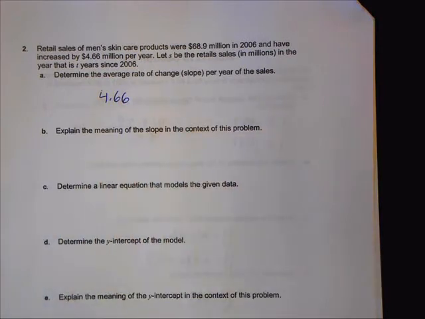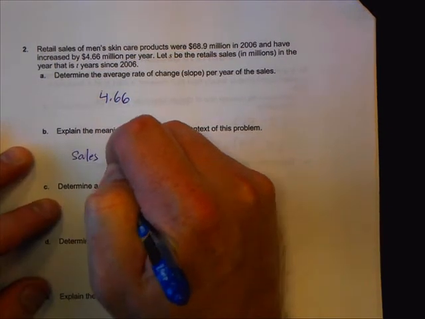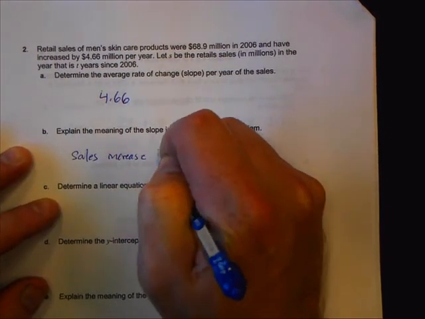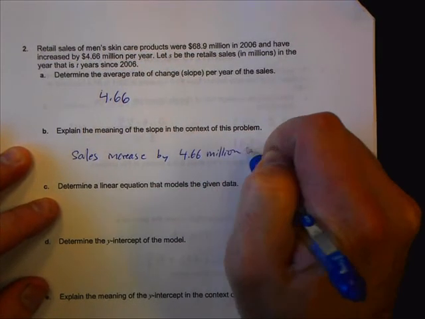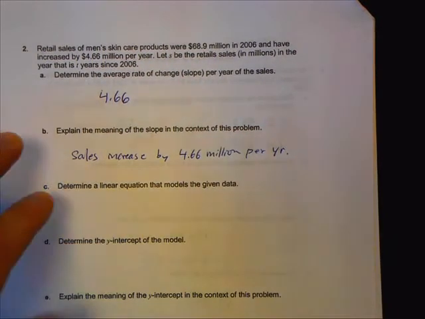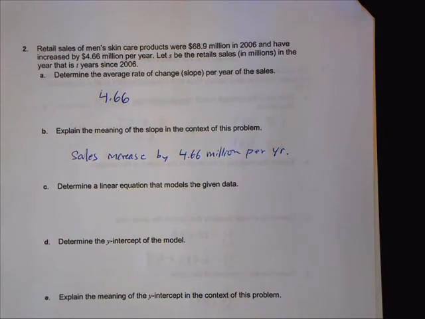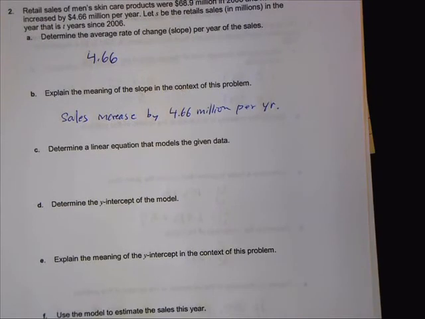Meaning of the slope in the context of this problem. Sales increase by, it says that right in the problem, doesn't it? So that one's pretty easy. Sales increase by 4.66 million per year. I'll almost copy the wording right out of the original statement there. Determine a linear equation that models this data.